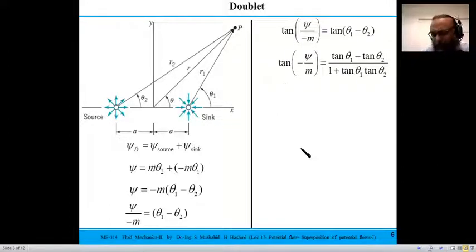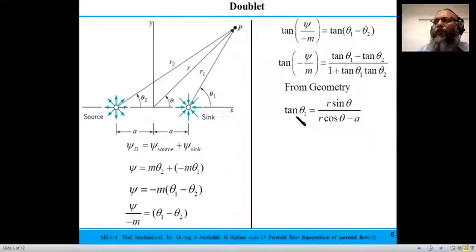So from the geometry, the tangent of theta 1 would be the perpendicular distance over the base, in terms of theta 1 it would be this distance divided by this distance. This distance is r cos theta minus a, because the whole distance is r cos theta and this part is a. So from this point to this point, that would be r cos theta minus a. That is how you work out tangent of theta 1: the perpendicular distance is r sin theta, and r cos theta minus a is the horizontal distance. That is the expression for tangent of theta 1.